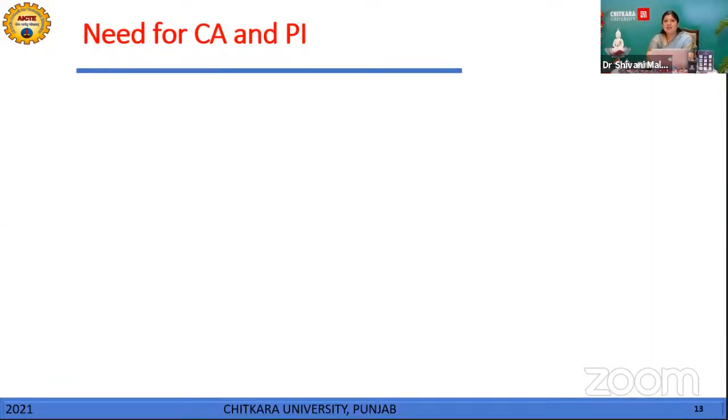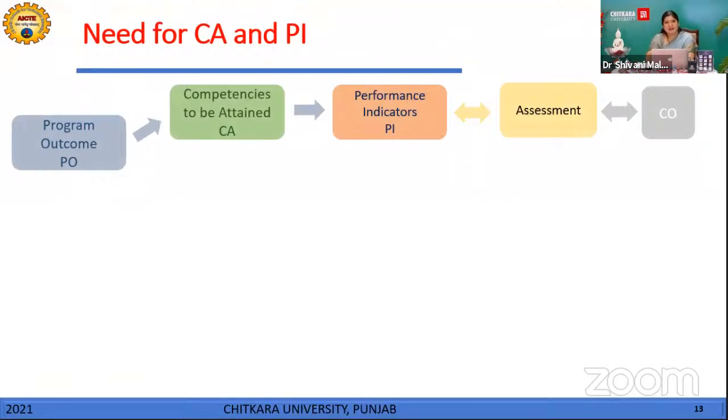Now the question arises, what is the need for these competency attainment and performance indicators? We'll see that the program outcomes are directly connected to the competencies that are required to be attained by a student in order to cover that program outcome. Now, those competencies are required to be exhibited by a graduate. That graduate needs to exhibit performance indicators, at least those which are measurable. Those performance indicators have to be measurable and are measured through assessments, and assessments are aligned to the course outcomes.